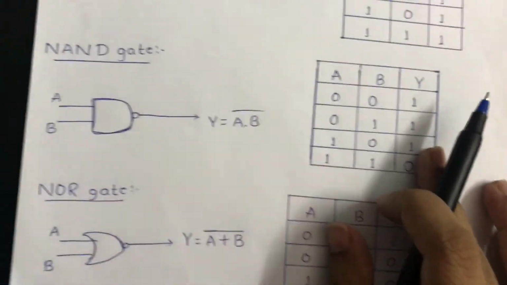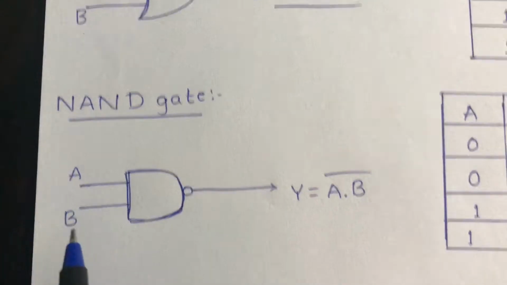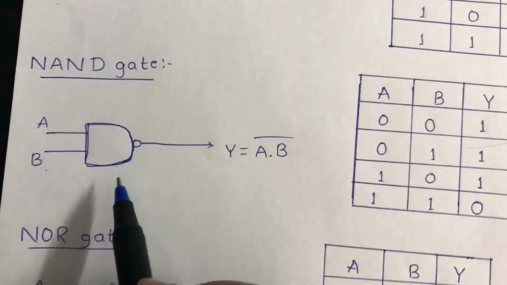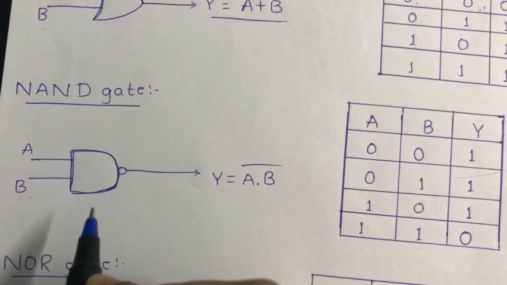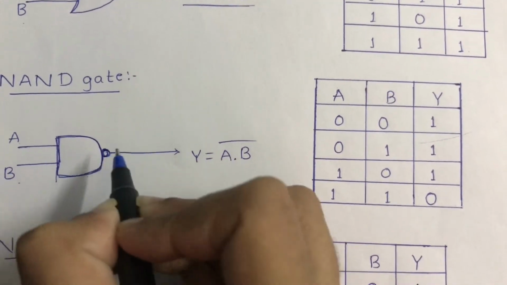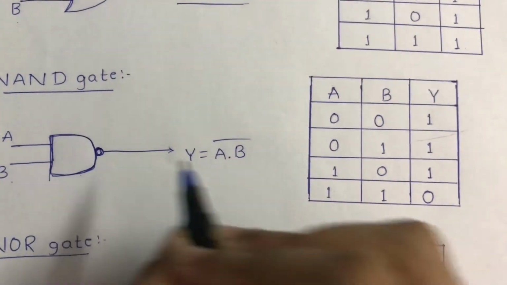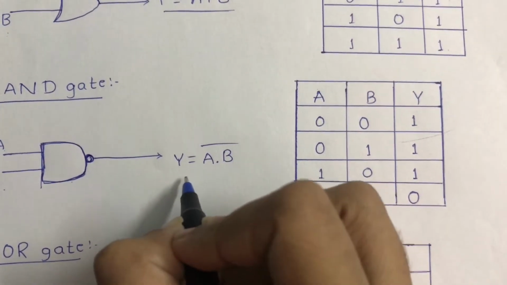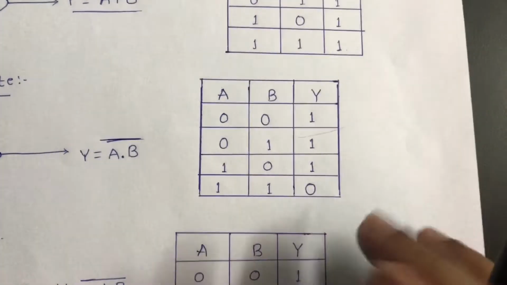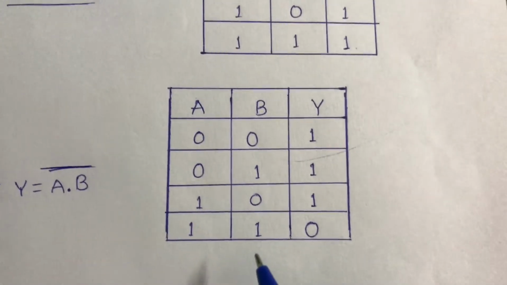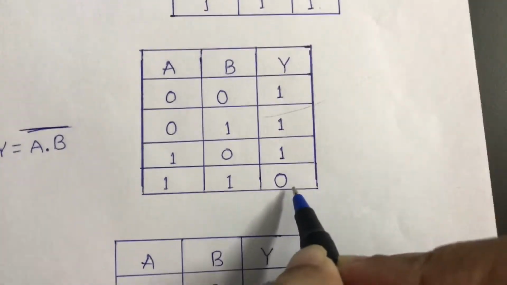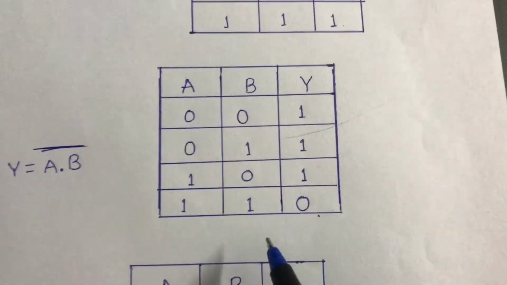Now, let's see the NAND gate. This is the symbol. A and B again are the inputs. The NAND gate is like an invert of the AND gate. The symbol is similar to the AND gate with a bubble next to it, that signifies the invert. So the Boolean expression will be y is equal to A dot B, the whole bar. Here, this is the truth table. You can see, contrary to the AND gate, the output is low only when both the inputs are high.